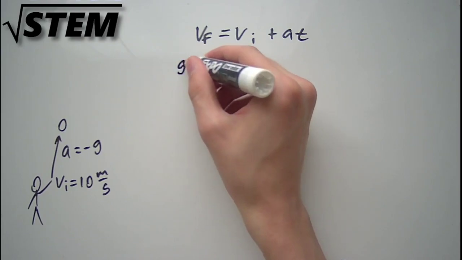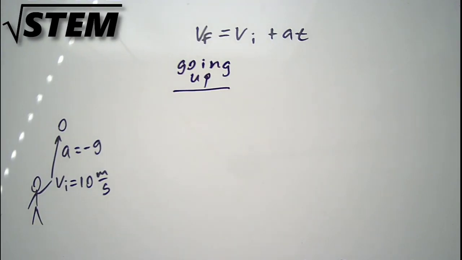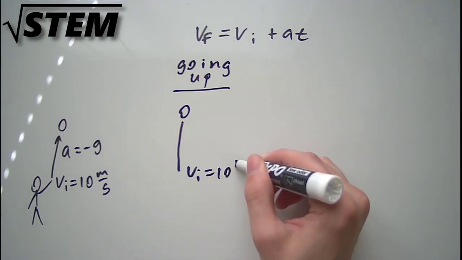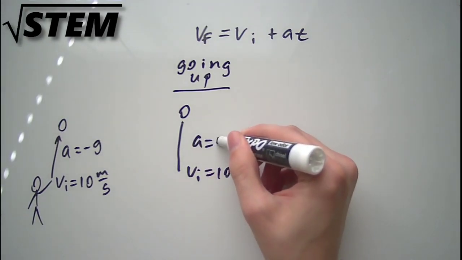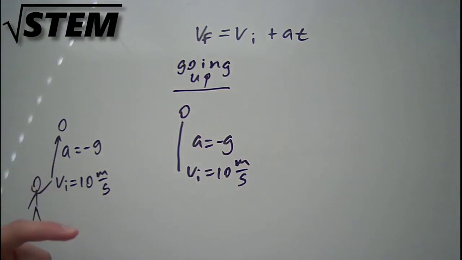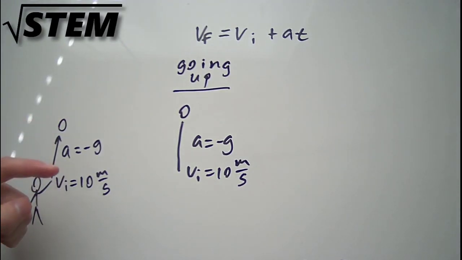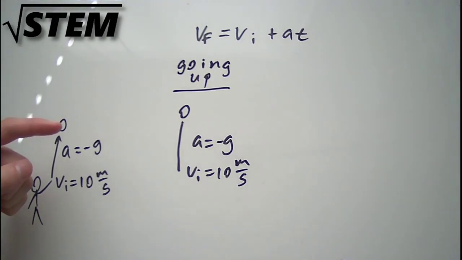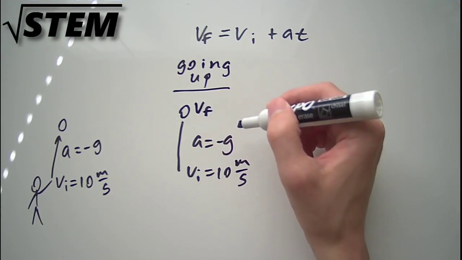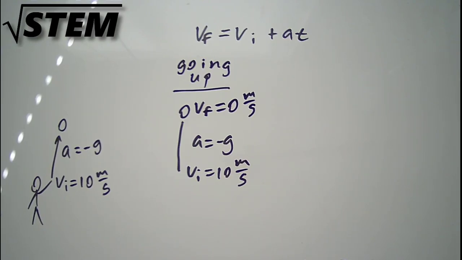So if we look at when we're going up, we know that our initial velocity is 10, a is minus g, and at the very top we're going to stop moving in the y direction. There will be a point where our vertical velocity is 0 before we start to fall back down. So our final velocity while we're going up is 0 meters per second, and that's what's going to allow us to solve for this.